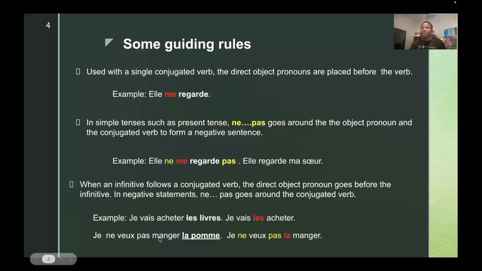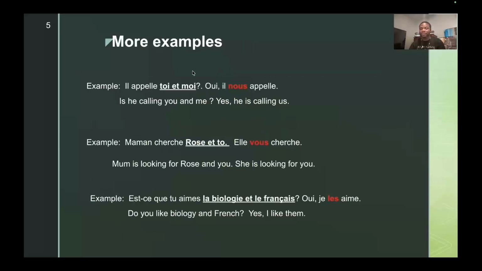Je ne veux pas manger la pomme. I do not want to eat the apple. Je ne veux pas la manger. I do not want to eat it. So, je ne veux pas la manger. So, these are some rules, and we can see more examples here.